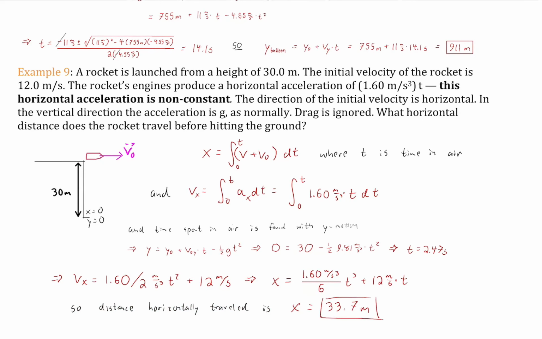And then it's just a matter of plugging the t into this equation. We don't have to solve this equation, which we could solve graphically, although there's no quadratic formula for third order polynomials. But we don't have to. We just plug in our t and get our value of x, and it's 33.7 meters. That's how far it goes before it hits the ground. All right, and that's it.